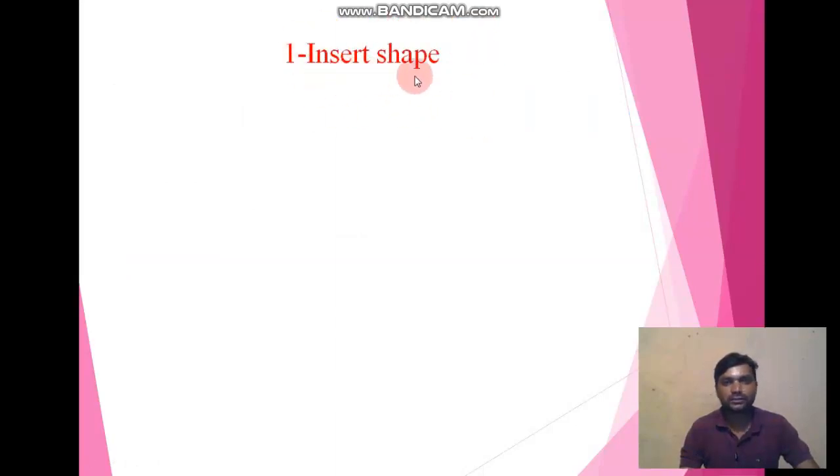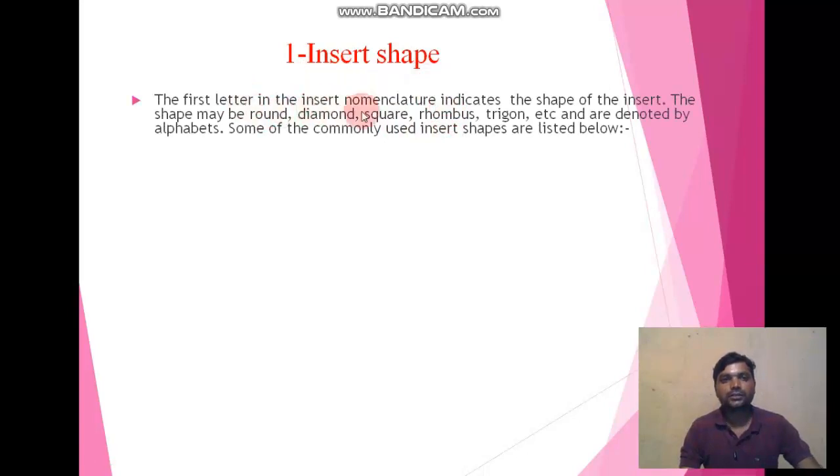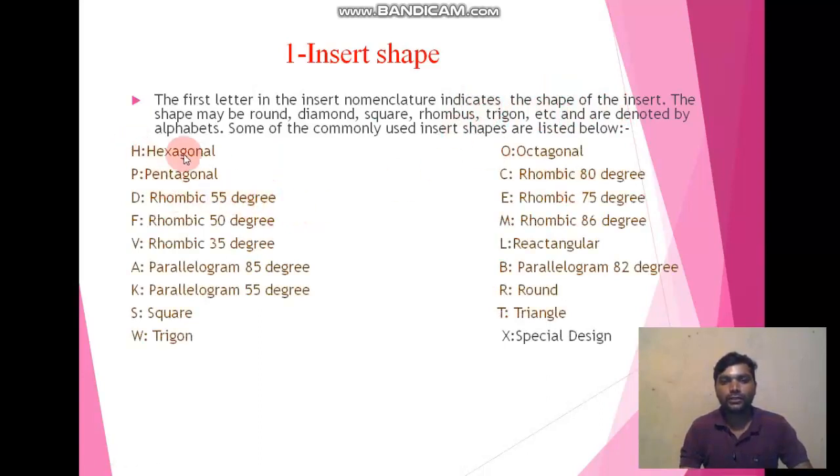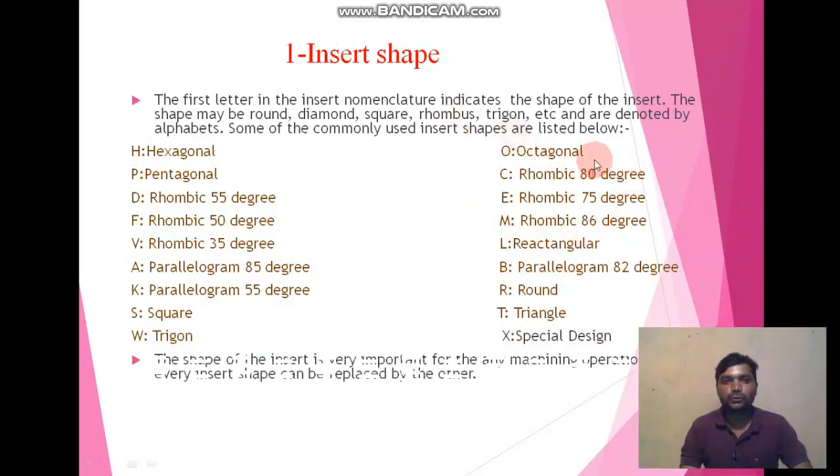First position indicates the insert shape. The first letter in the insert nomenclature indicates the shape of that insert. If there is the letter H, it indicates the shape is hexagonal. If there is the letter P, it indicates the shape of the insert is pentagonal. Likewise we have many letters: D, F, V, A, K, S, W, O, C, E, M, L, B, R, T, and if there is the letter X, it indicates a special design. So the first position indicates the shape of inserts.